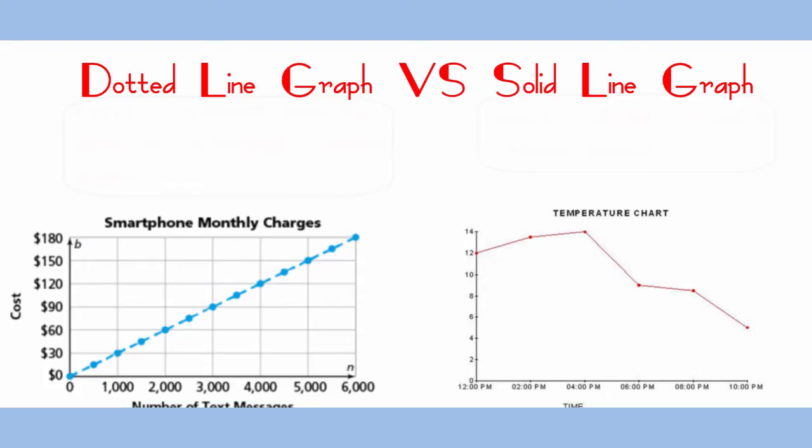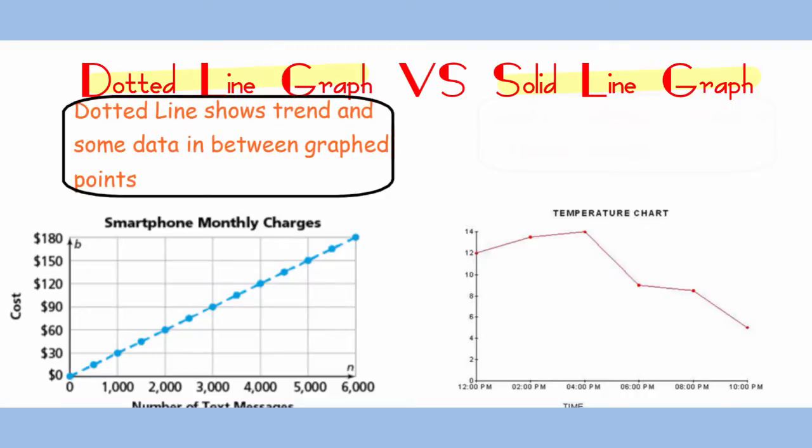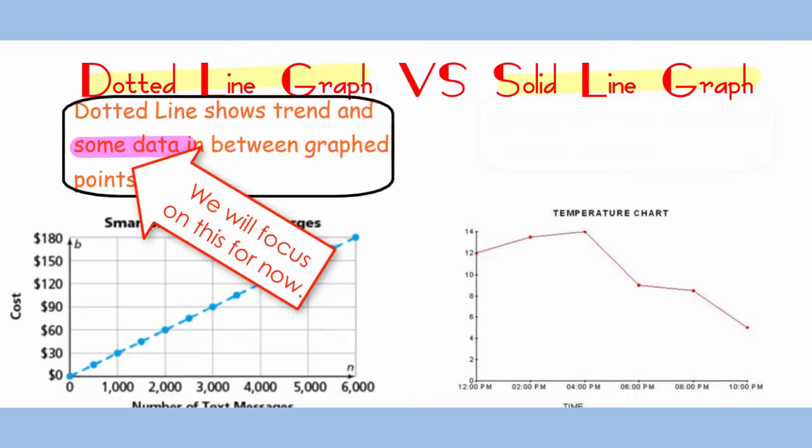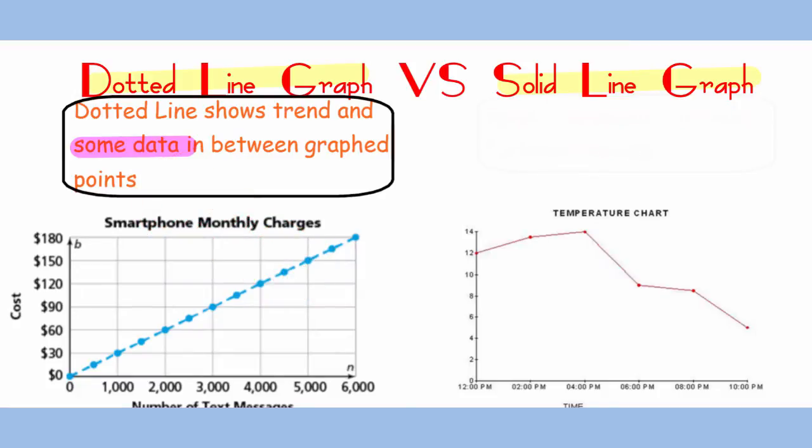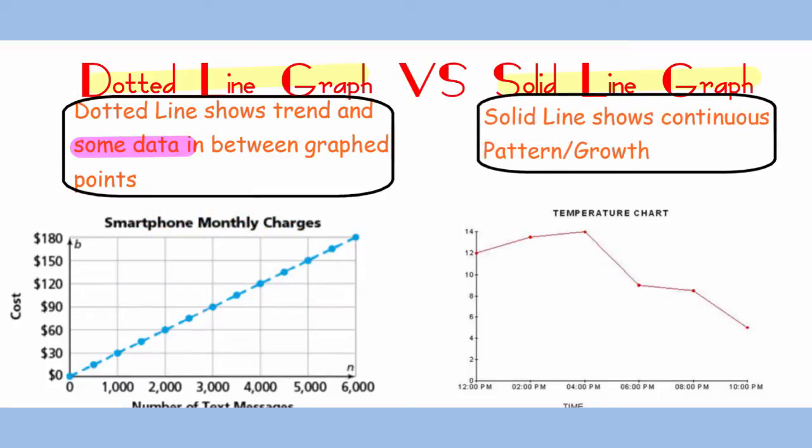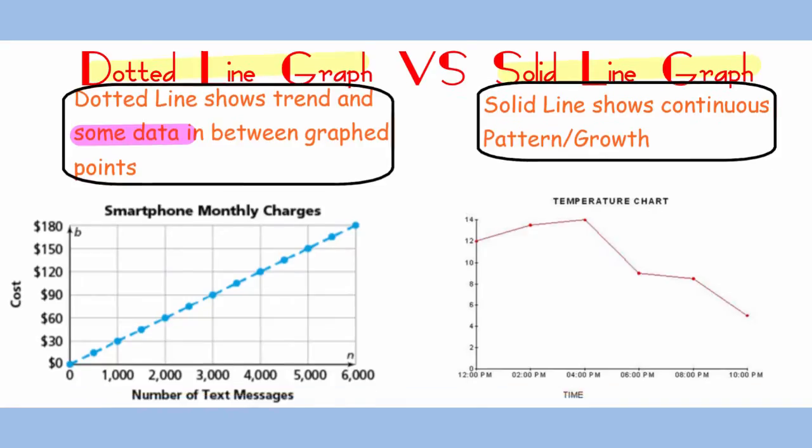Hi everyone, in this lesson we will go over two types of graphs, dotted line graph and solid line graph. After learning about discrete and continuous data from the previous video, we also have to consider whether the points should be connected with straight lines or dotted lines. Dotted lines are used to show trend and some data in between graphed points, and solid lines are for continuous pattern and growth. So let's take a look at the examples below.